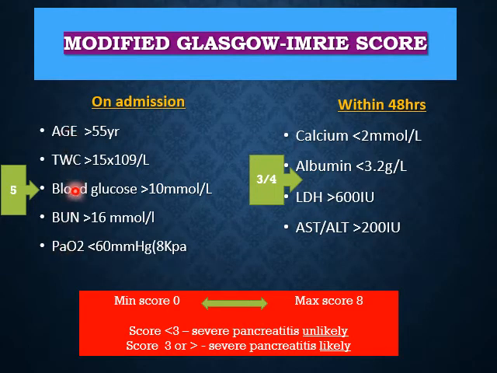These are the 5 factors you take on admission, and each of them, if it exceeds the value as indicated, is scored 1 point. And the patient is assessed over the next 48 hours with serum calcium, albumin, LDH, and the liver enzymes, and again 1 point each for any of these which are positive. So it can be a minimum score of 0 and a maximum score of 8. A score of less than 3 means severe pancreatitis is unlikely. If the score is 3 or more, severe pancreatitis is likely.